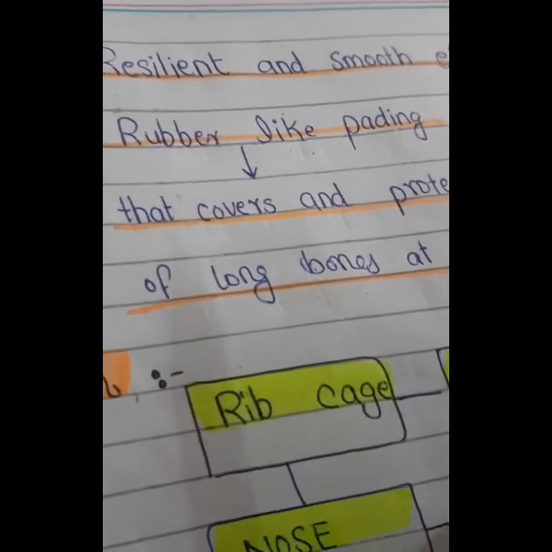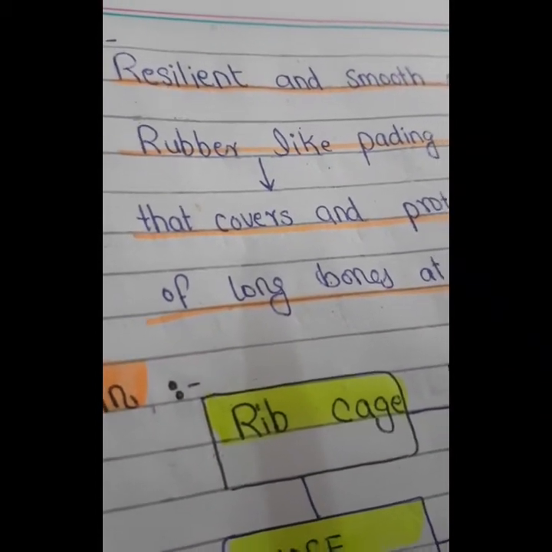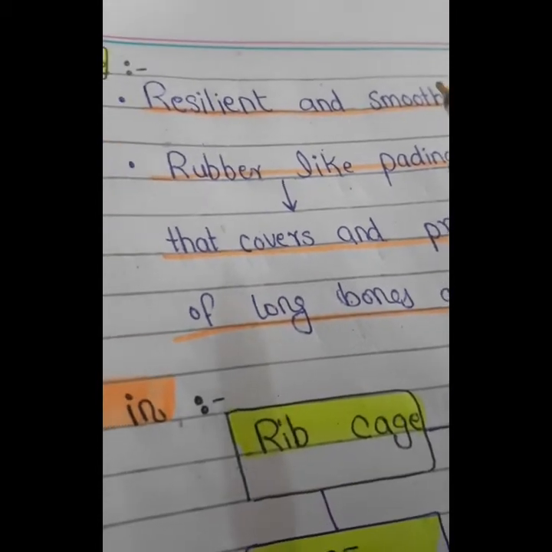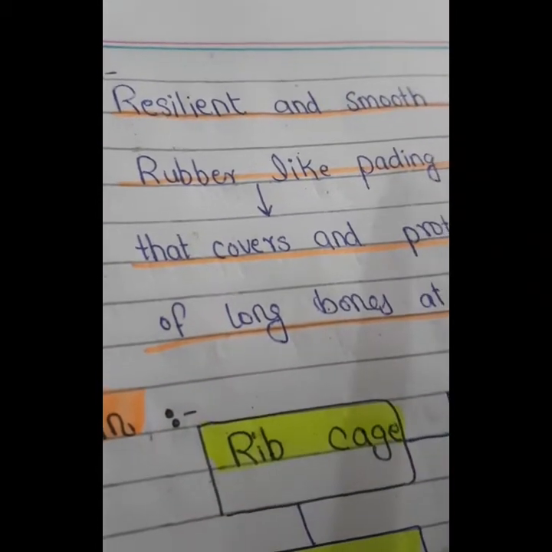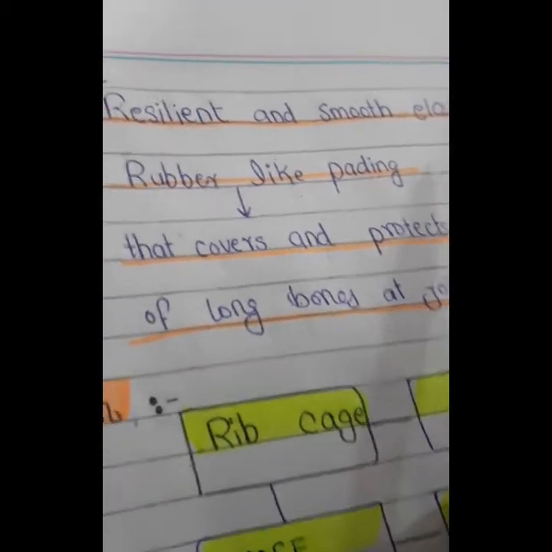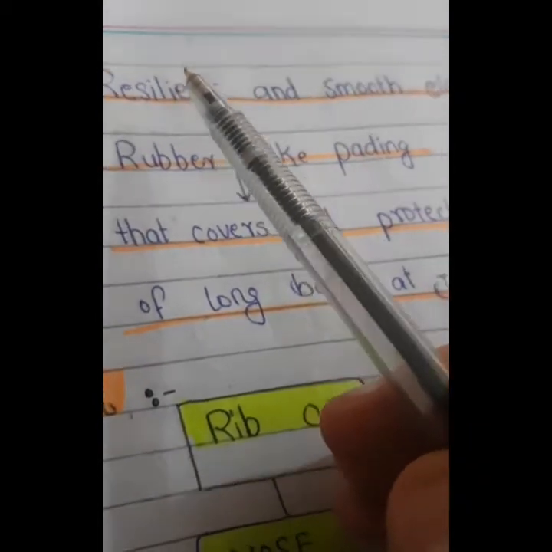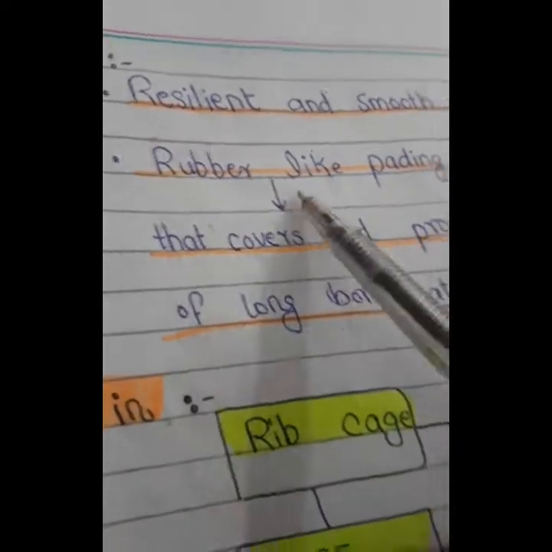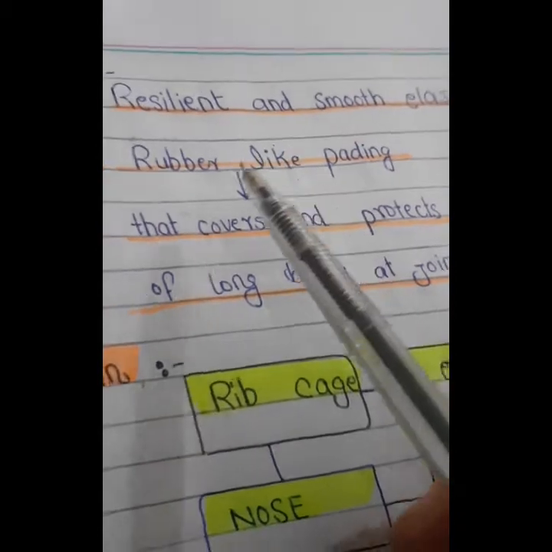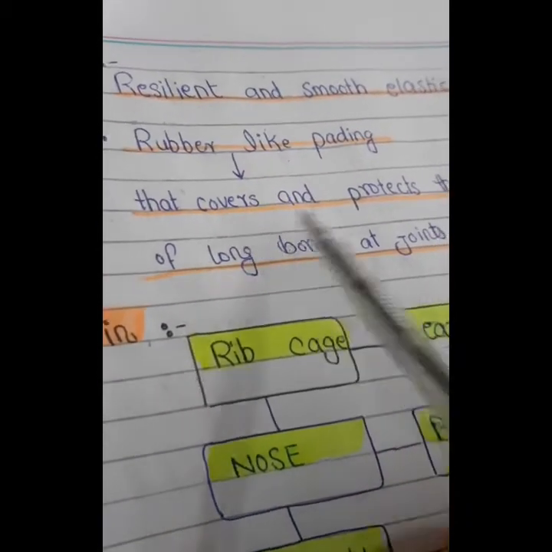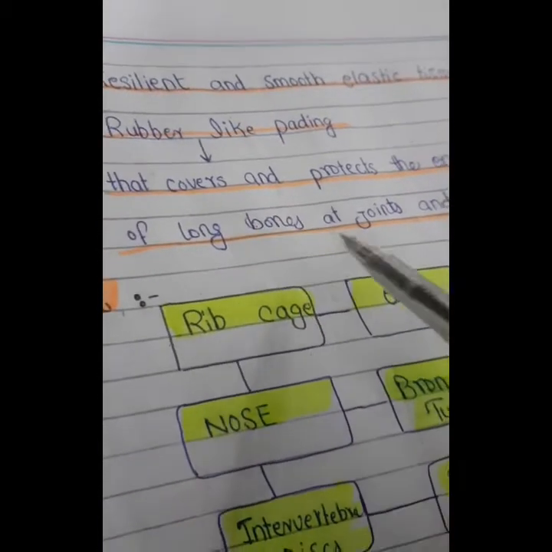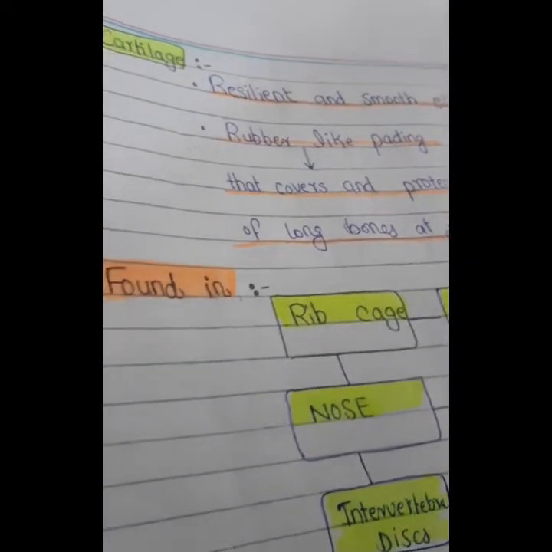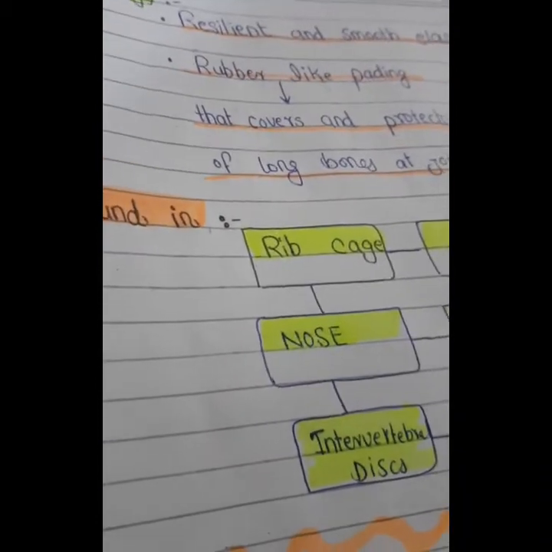Resilient means it has the capability to bear weight and the strength to withstand pressure, and that's why we call it resilient and smooth elastic tissue, where there is elasticity as well. It can also withstand any kind of force, so that's why it's called resilient. It's a rubber-like padding that covers and protects the ends of long bones at joints and nerves.